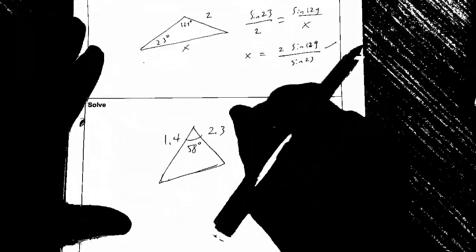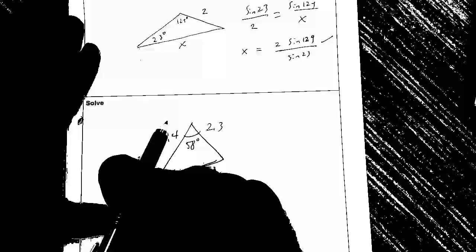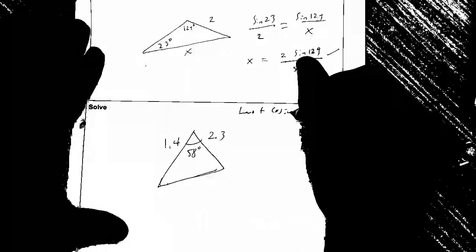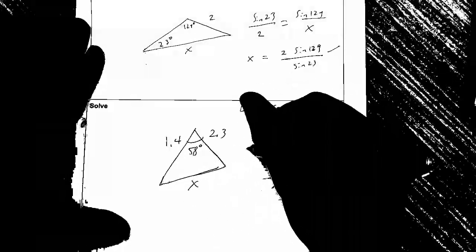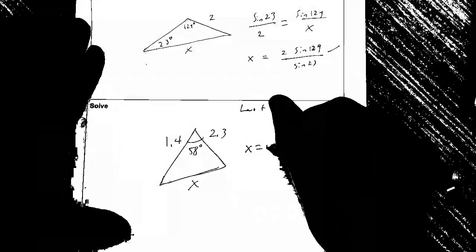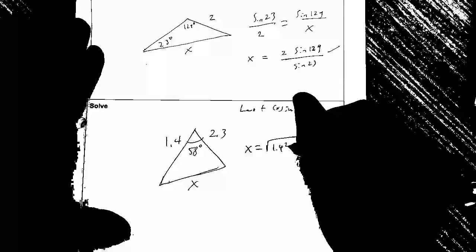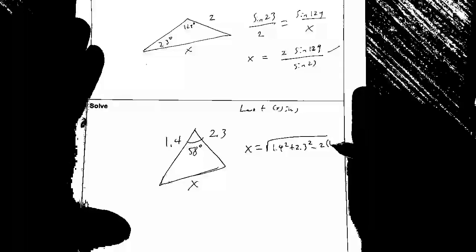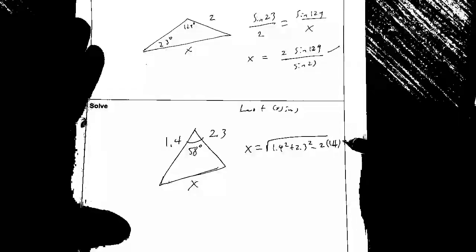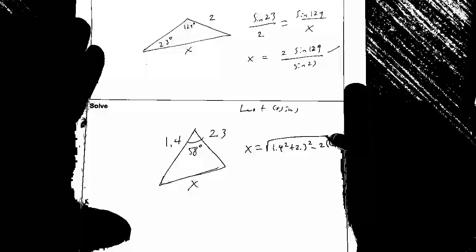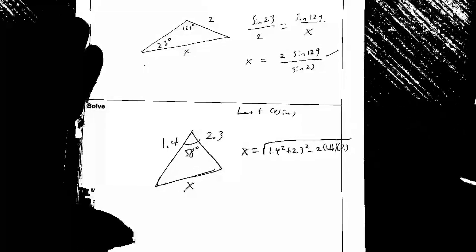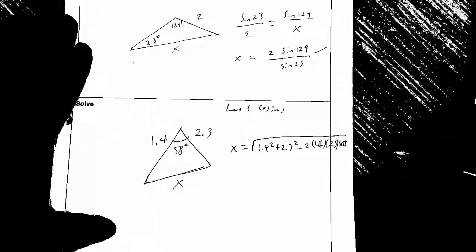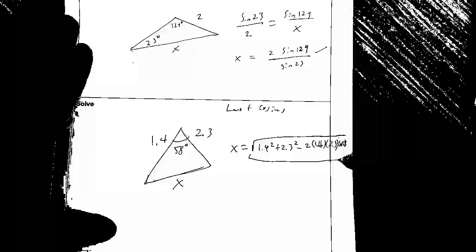The second one, what do we use here? Law of cosines. So this side length here, let's call it x. x equals root 1.4 squared plus 2.3 squared minus 2 times 1.4 times 2.3 times cosine 58. And all of this together, what do we get?